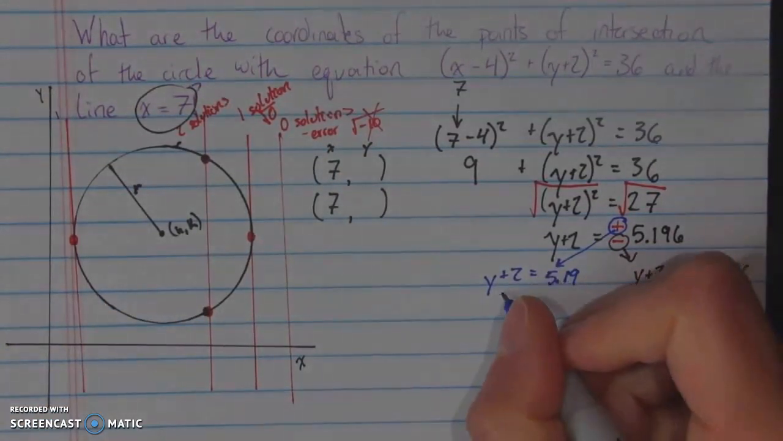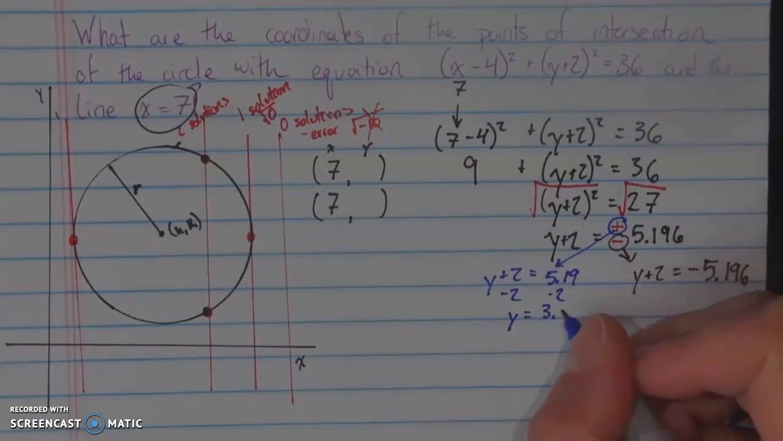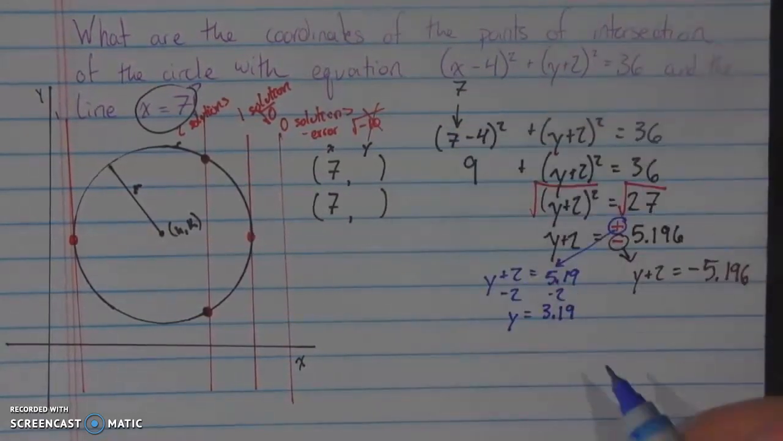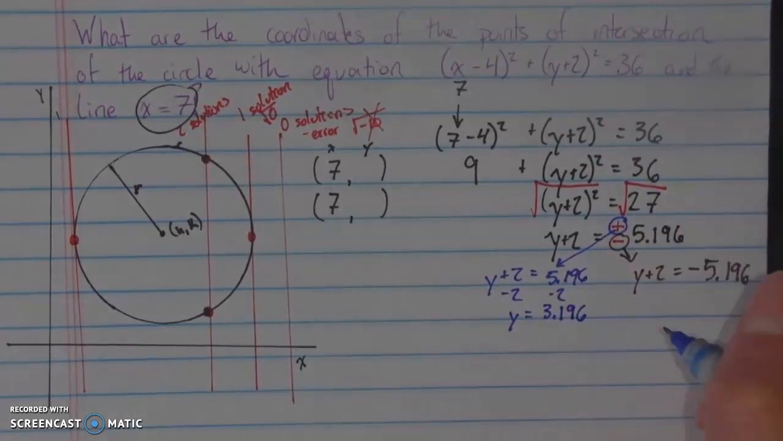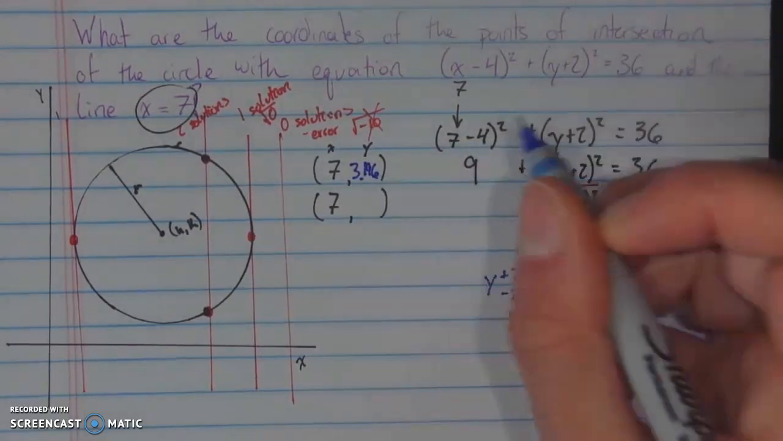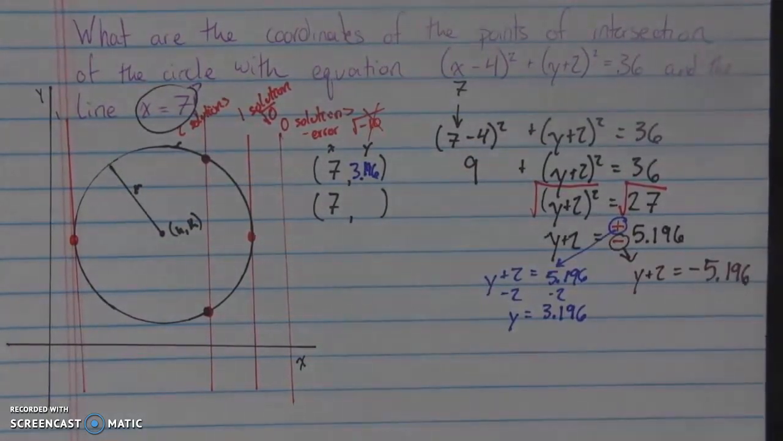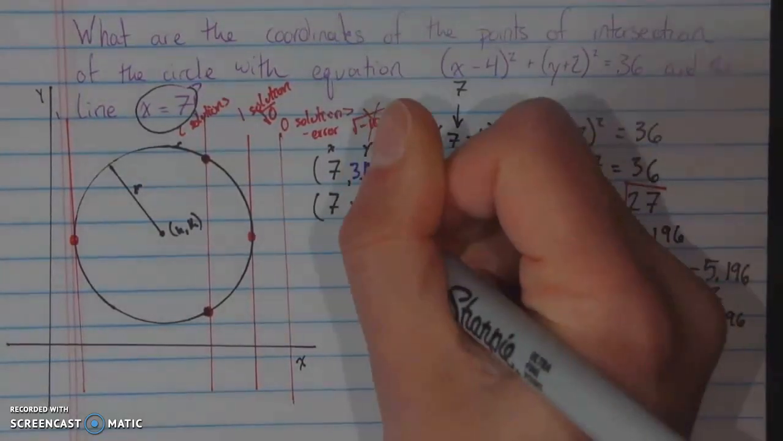Alright, so let's solve this one. Subtract 2 from both sides, and you end up with y is equal to 3.196. I don't know why I didn't want to add the 6 at the end there. Let's go ahead and fill that in, 3.196. And over here with my brown ones, subtracting 2 from both sides gives us y is equal to negative 7.196.